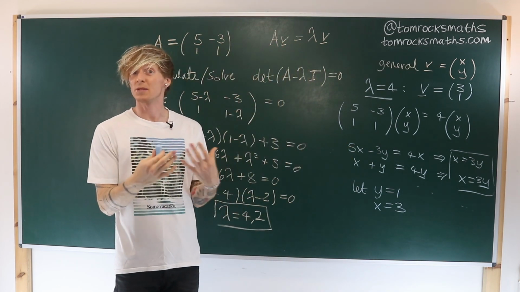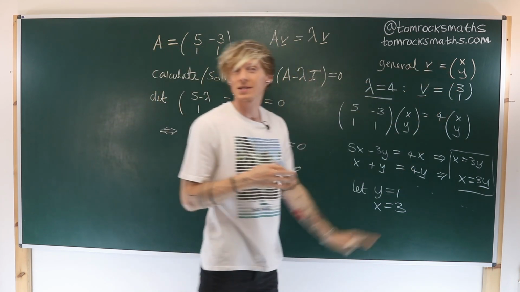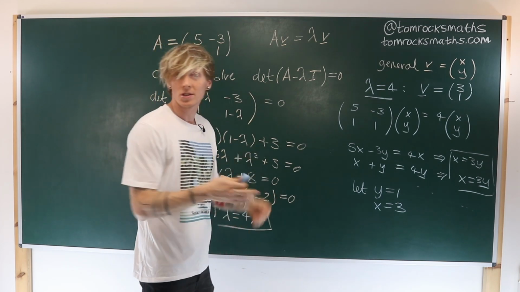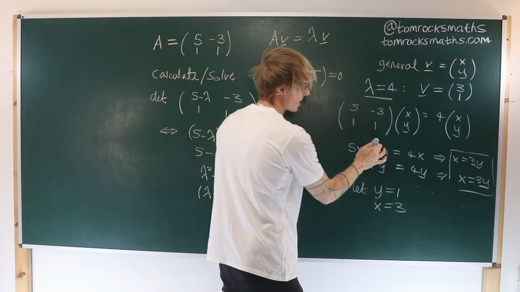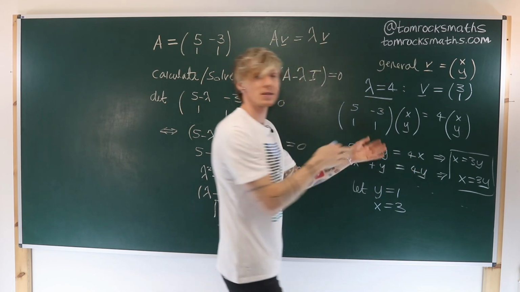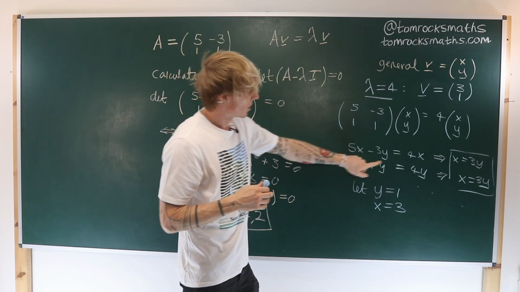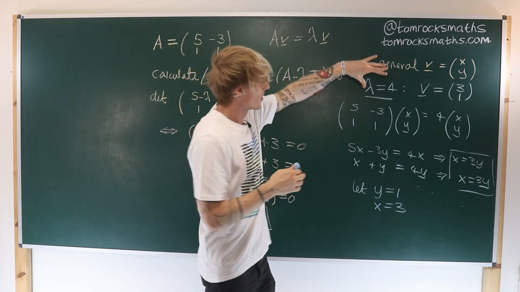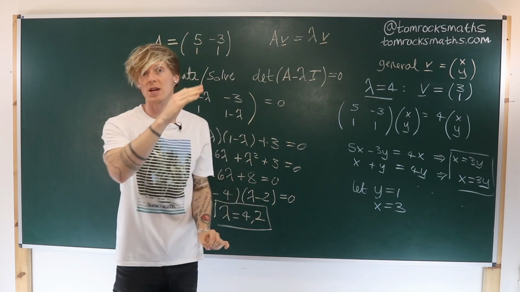Now, of course, it's always worth checking your answer. You want to make sure that these values of x and y satisfy the simultaneous equations. We can see that they do, because 5 times x gives me 15, minus 3 equals 4 times 3, which is 12. And similarly, x plus y, that's 4, equals 4 lots of 1, which is also 4. So for the eigenvalue of 4, we have an eigenvector given by (3, 1).